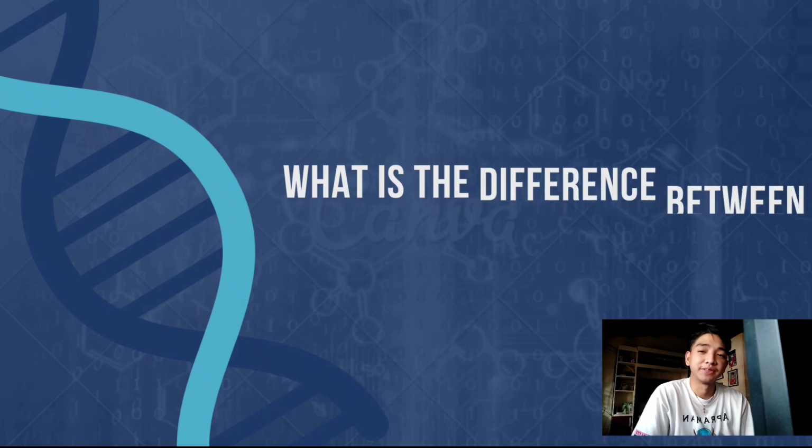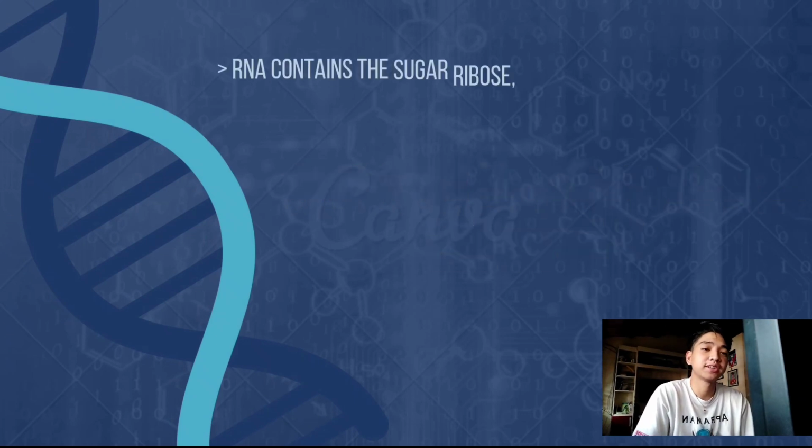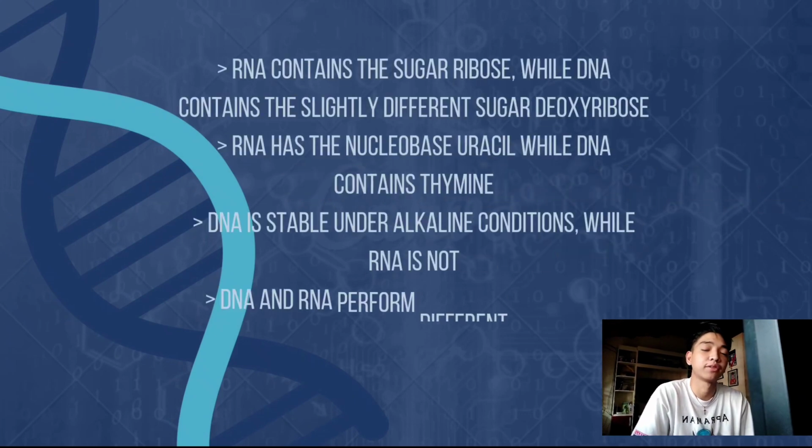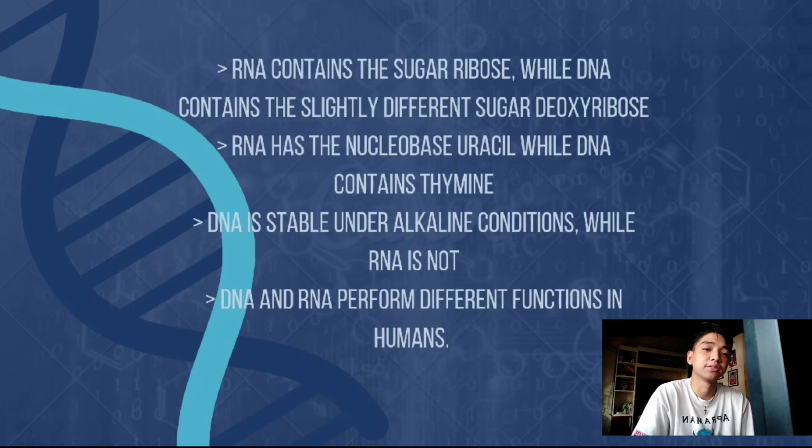The last is their differences. There are two differences that distinguish DNA from RNA. RNA contains the sugar ribose while DNA contains the slightly different sugar deoxyribose, a type of ribose that lacks one oxygen atom. And RNA has the nucleobase uracil while DNA contains thymine. DNA is stable under alkaline conditions, while RNA is not.